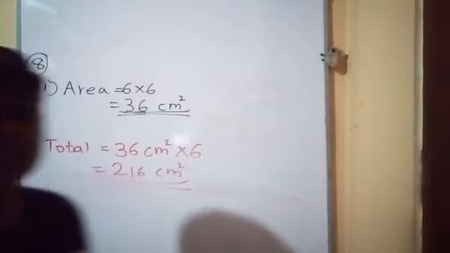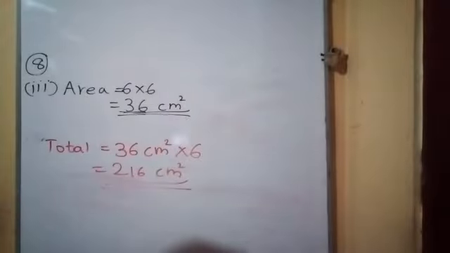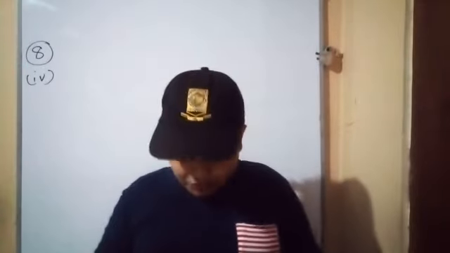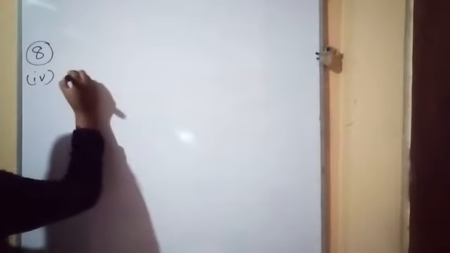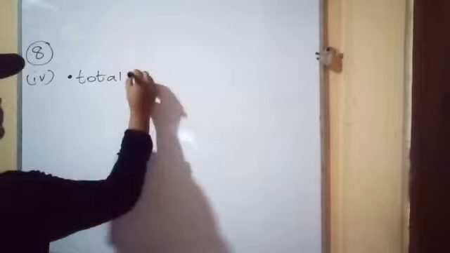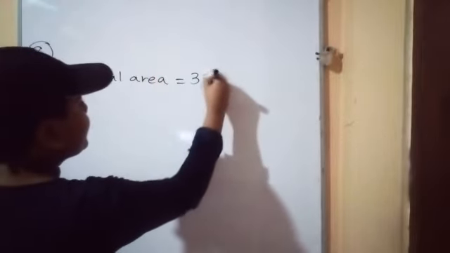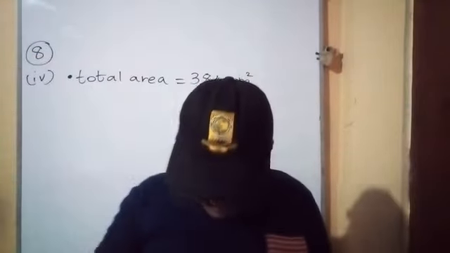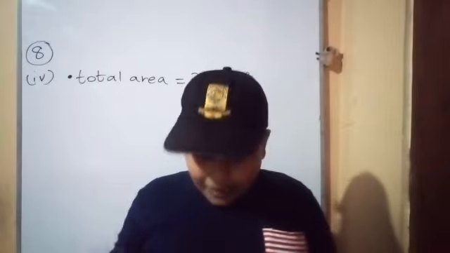So let's move to the fourth sub question in this 8th question. Now what is the fourth sub question? Find the length of an edge of a solid of the same shape whose total surface area is 384 square centimeters. So what is the total area? Total area is 384 square centimeters.